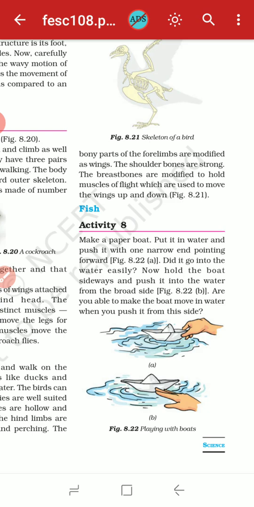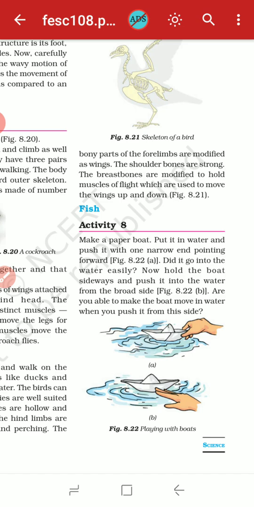First of all, make a paper boat. Put it in water and push it with one narrow end pointing forward. Okay, did it go into the water easily? Yes, it can go through the water easily.